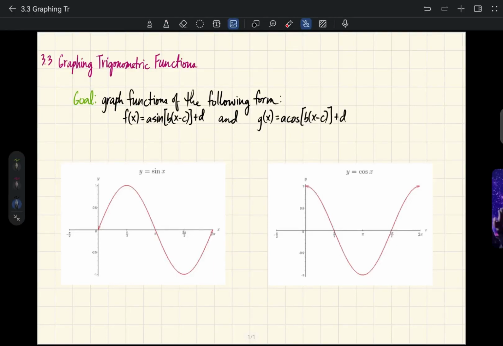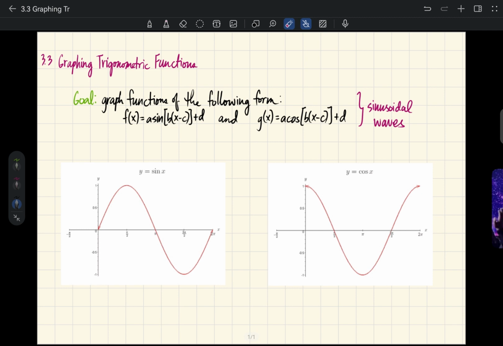Hey kids, for today we will discuss how to graph trigonometric functions. In particular, we want to graph functions of the following form: f of x equals a times sine of the quantity b times x minus c, plus d, and g of x equals a times cosine of the quantity b times x minus c, plus d. The graphs of these two functions are what we call sinusoidal waves, since the graph closely resembles the graph of your original sine function.